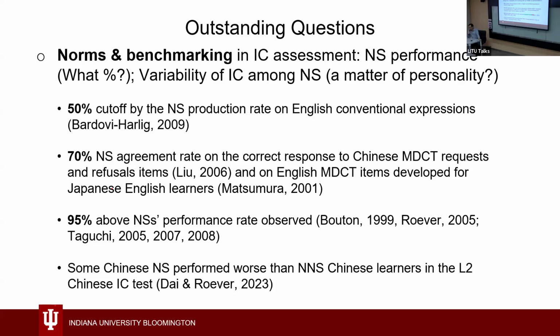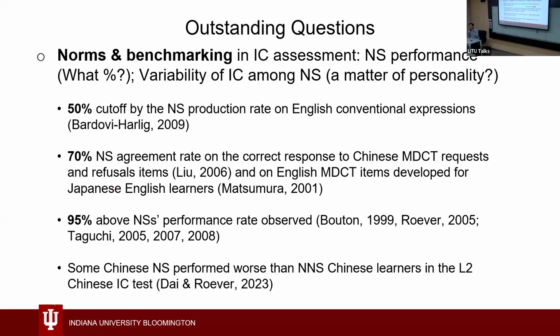And other researchers like Liu and Matsumura came up with the answer key for Chinese multiple-choice discourse completion test request and refusal items. They used a 70% native speaker agreement rate, but they indicated it was quite difficult to find items on which native speakers agree more than 70%. But other people say they found above 95% native speaker performance rate observed. So they actually suggest that we have to look for a higher level of native speaker agreement to be used for acceptable responses. An interesting, more recent finding is from Dye and Rover from the University of Melbourne, a 2023 study. Some Chinese native speakers performed worse than non-native speakers of Chinese in the L2 Chinese interactional competence test.